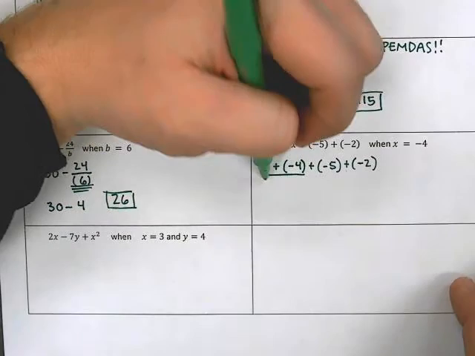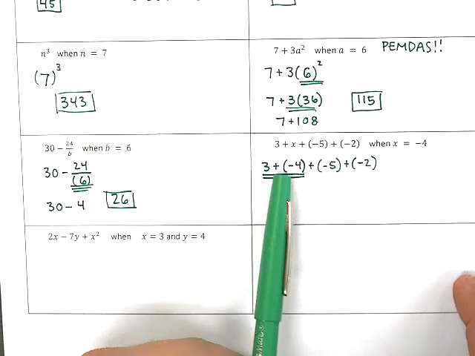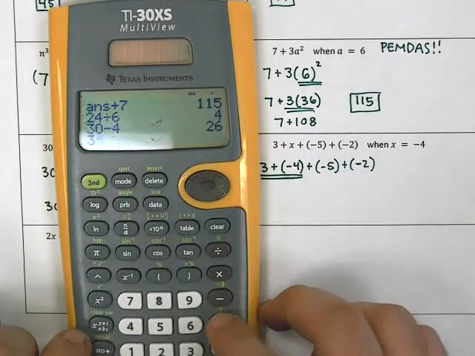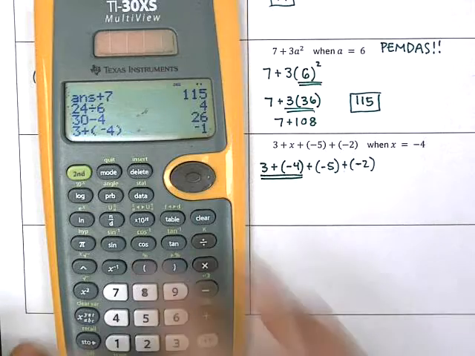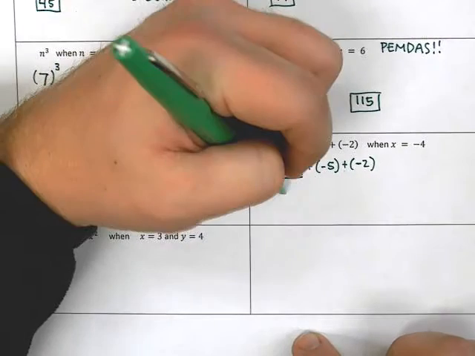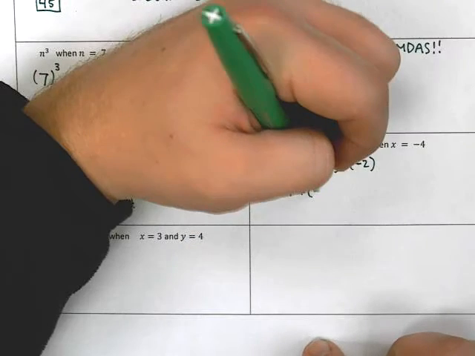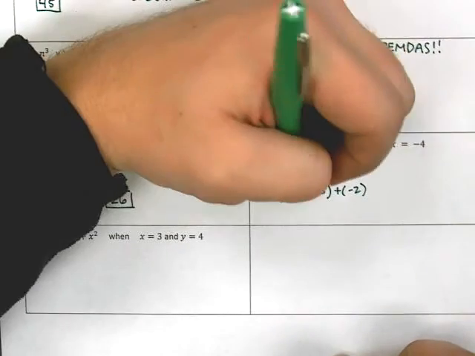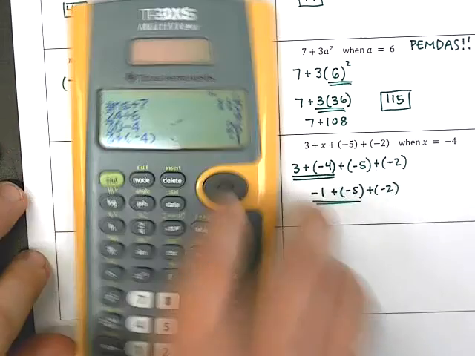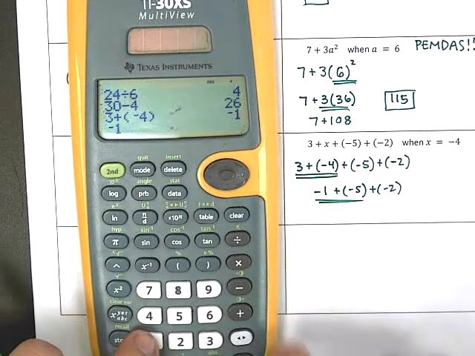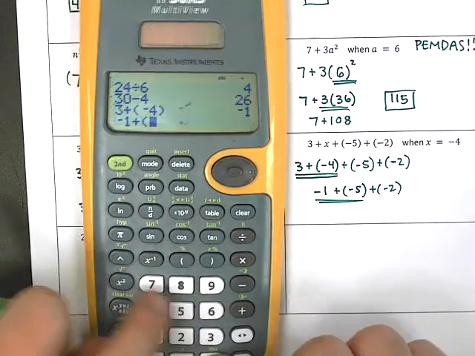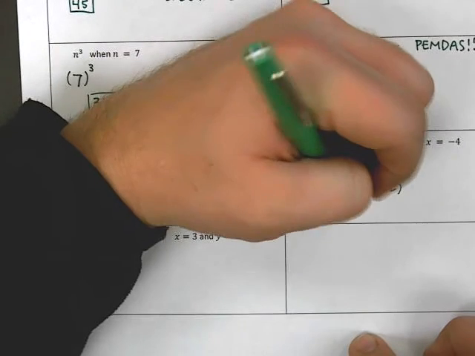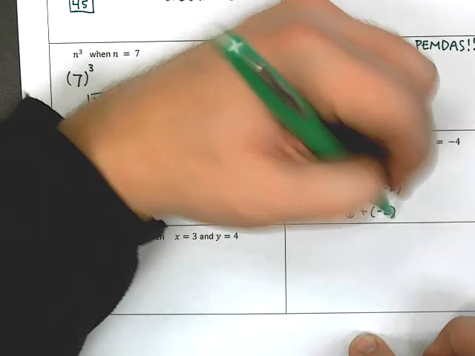So I'm going to take care of these two values first, or this first addition, and I do 3 plus negative 4, and I get negative 1. So now I can replace with negative 1, and then I'm going to rewrite the rest of my problem. And then once again, I'm going to go left to right. So I'm going to take a look at the negative 1 and the negative 5. So negative 1 plus negative 5 gets me negative 6. So now I have negative 6 plus negative 2.